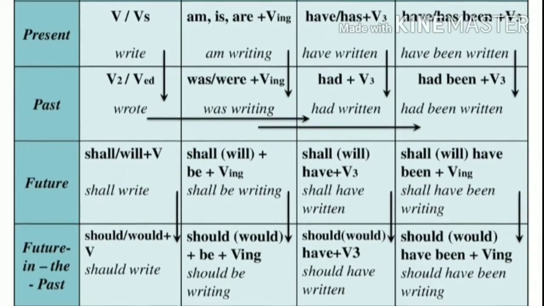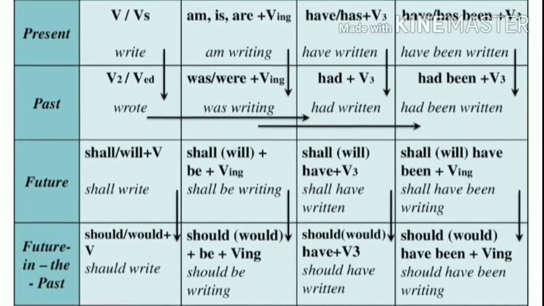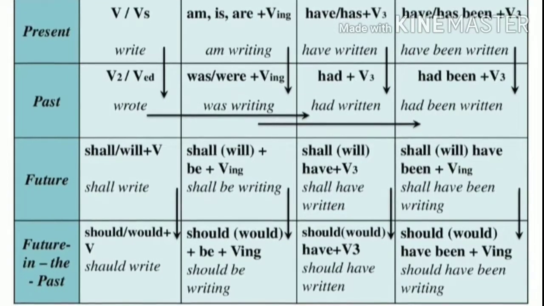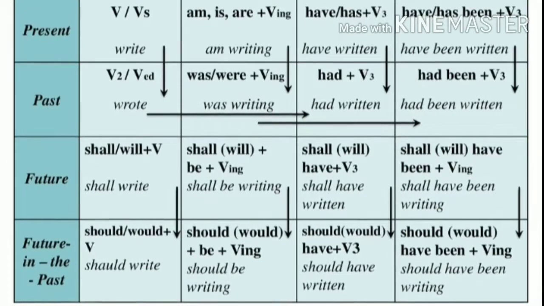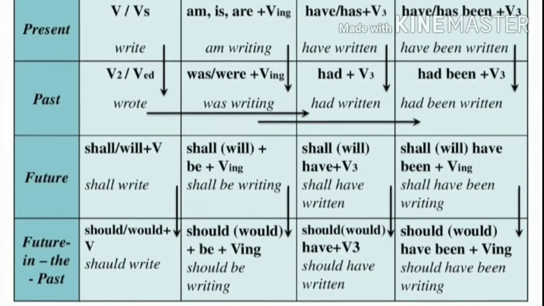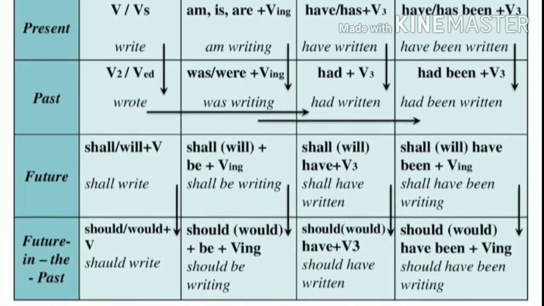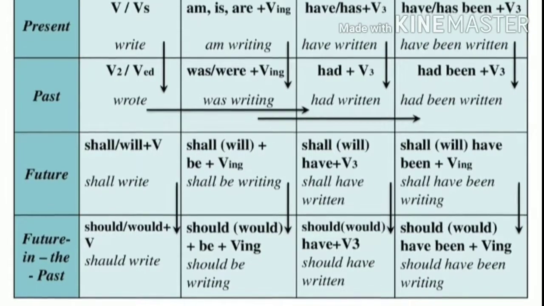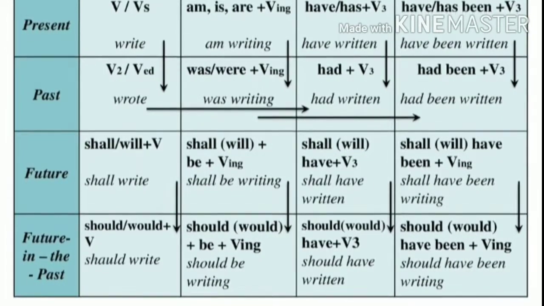Alright, next is the structure of future perfect. Shall, in the bracket will is given, plus have plus verb third form. See the example, shall have written. So this will change to future in the past only. Your shall will become should, will become would, have will remain the same, verb third form will remain the same. It will be should have written.